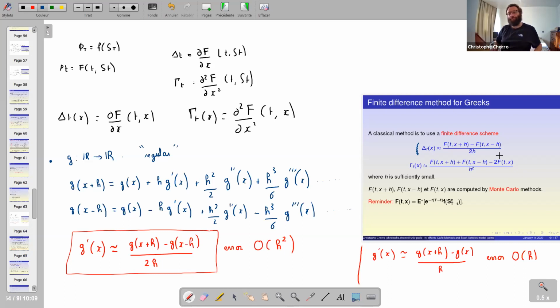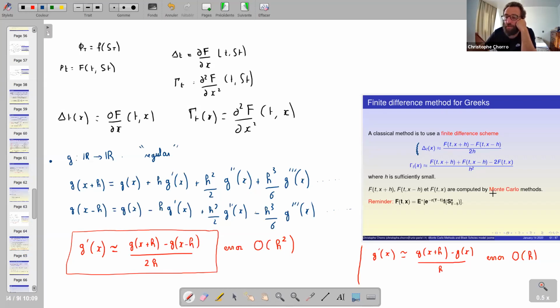Okay, so I am in the following situation. If I want to compute in practice a Greek in the Black-Scholes model, I can use this approximation for the derivatives. So I have the two quantities in blue to compute, which involve capital F, that is the price function given by this one. So in general, I have to approximate these quantities that are not known explicitly using Monte Carlo methods.